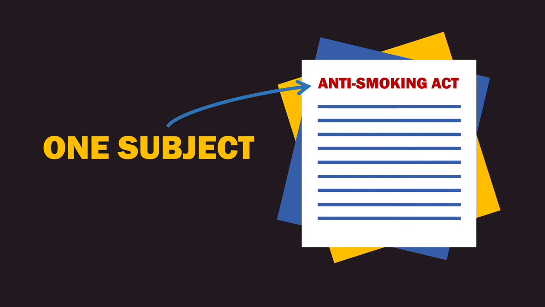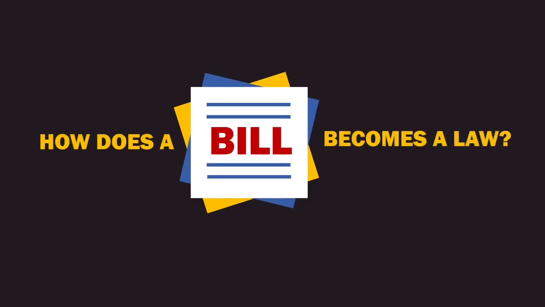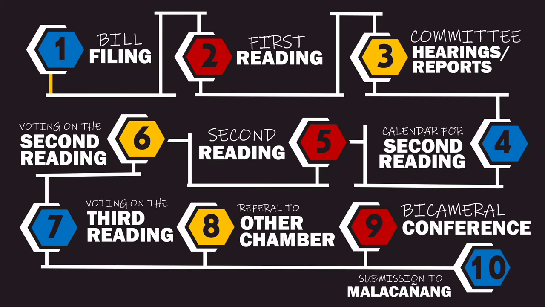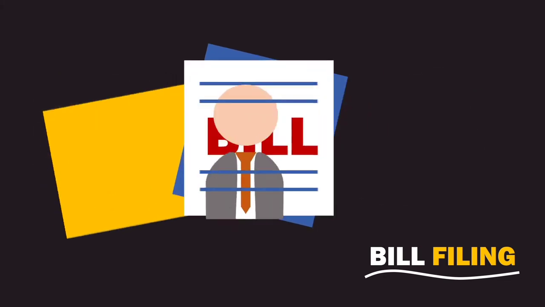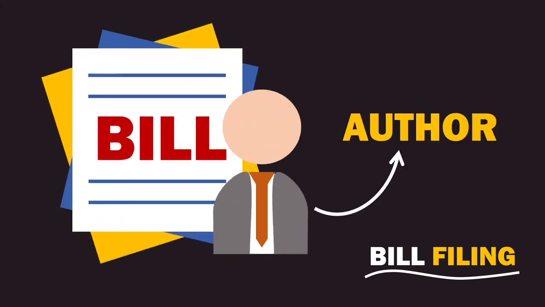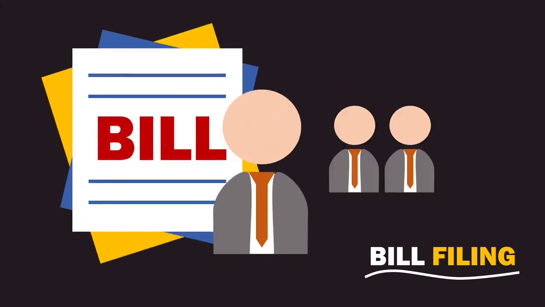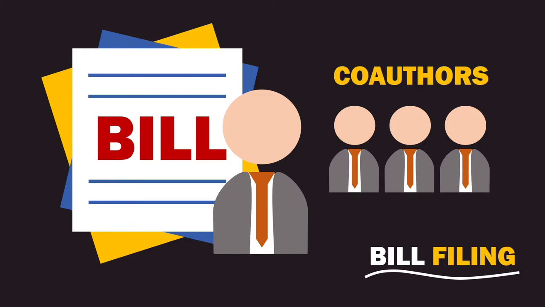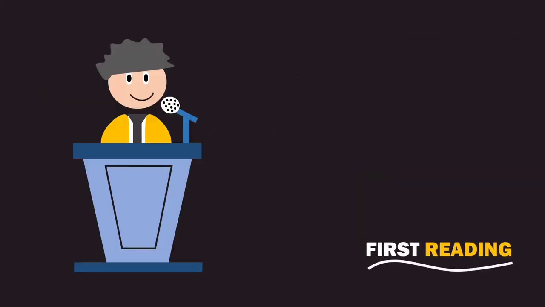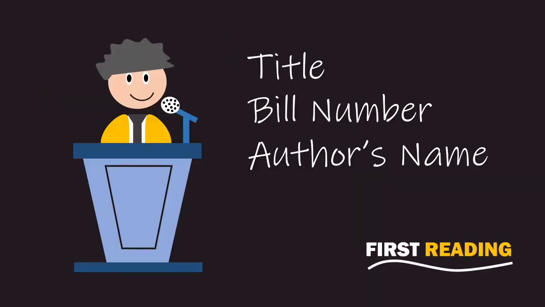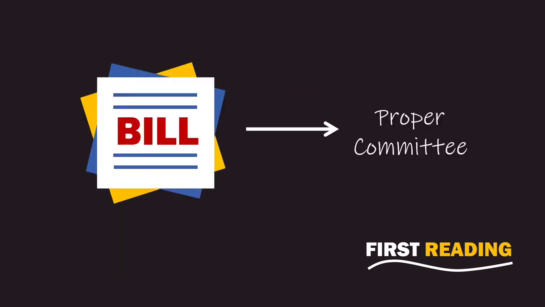Now, how does a bill become a law? Step 1. Bill filing. Only members of the Congress can draft a bill. The person who presents the bill is called the author. He or she may be joined by others, who are known as co-authors. Step 2. First reading. The title, bill number, and author's name are read on the floor, after which it is referred to the proper committee.